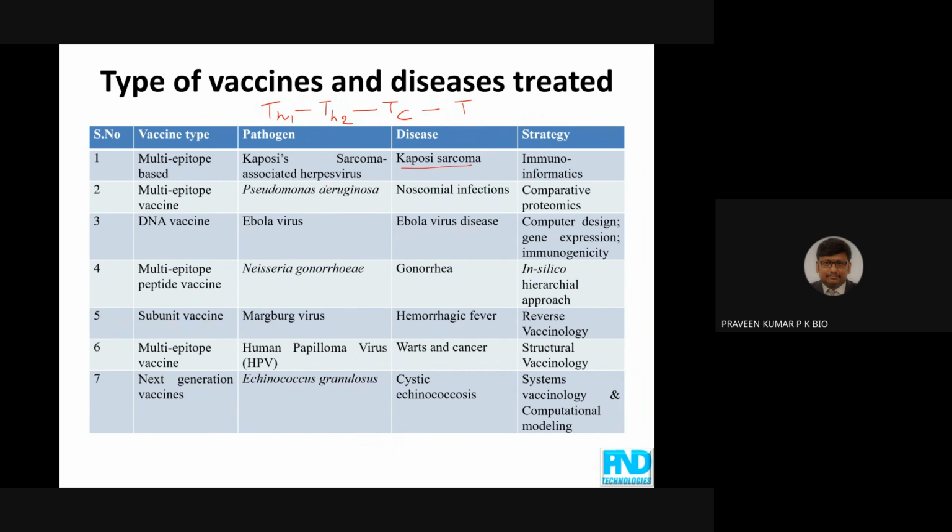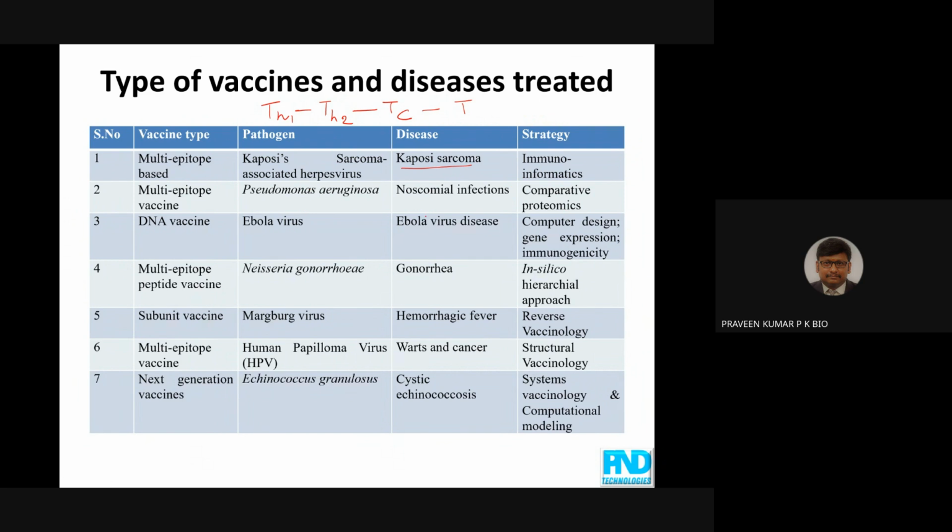Similarly, for treatment of nosocomial infections through Pseudomonas aeruginosa, comparative proteomics can be used. In Pseudomonas aeruginosa, we have plenty of strains. So if you want to reduce the nosocomial infections in the lung, obviously we have to go with a comparative proteomic strategy to create a multi-epitope based vaccine. It varies from person to person.